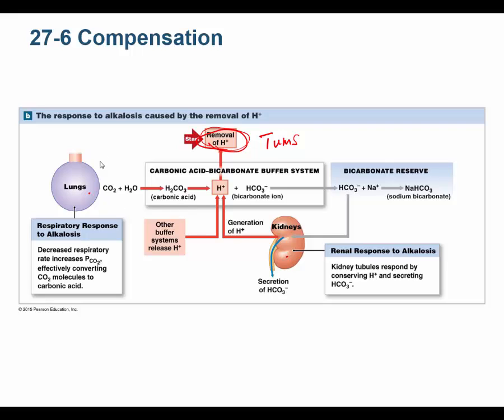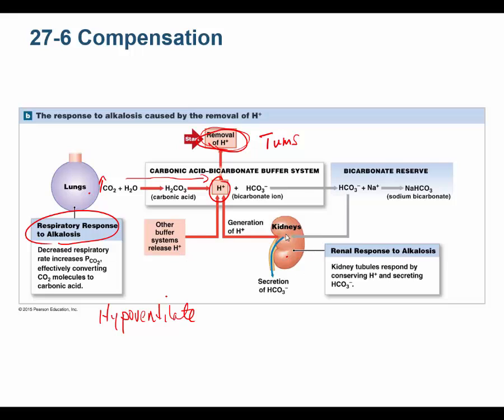What do we do? Well, first of all, our respiratory system hypoventilates. We slow our breathing down. If we hypoventilate, we retain CO2 in our blood. It drives the equilibrium of this reaction towards carbonic acid and towards the proton. Good, because I removed too many of them.